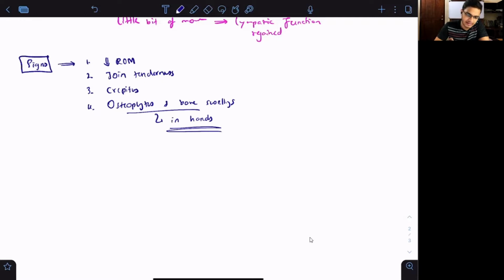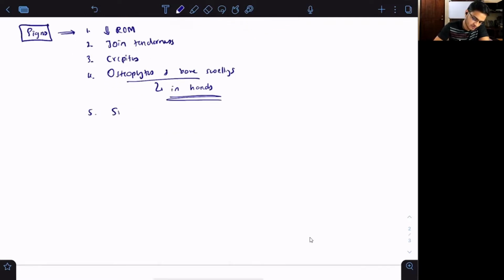Then the next one, guys, signs of joint effusion. Basically, right now, we're talking about swelling at the joint, pain and stiffness at the joint, redness and warmth, all of these can be there. Then the next one is adjacent muscle wasting.